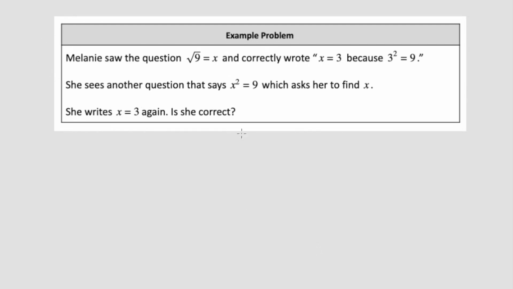We have here Melanie, who sees the question, square root of 9 is equal to x, and she correctly writes x equals 3 because 3 to the power of 2 is equal to 9. She says here 3 squared is 9, so that's why when we have square root of 9, which equals x, we can find that x is equal to 3. Nice job, Melanie, you got that correct, because you're right, that square root of 9 is indeed equal to 3.